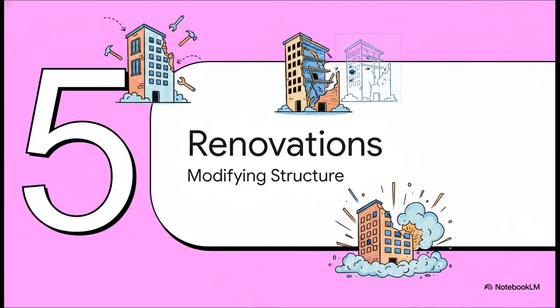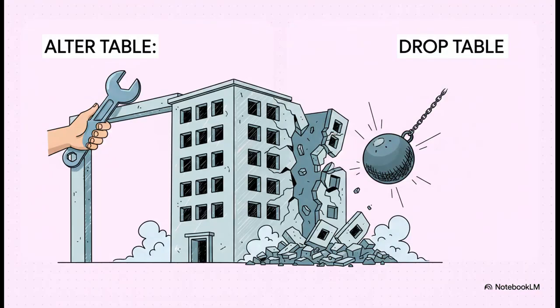Of course, no building stays the same forever, right? Business needs change, new features get added, and our data structure has to evolve along with them. So, our Architect's Toolkit also has to include some really powerful tools for renovation and, if it comes to it, for complete demolition. The two commands you need to know here are alter table and drop table.